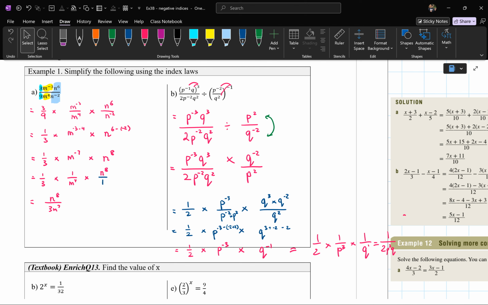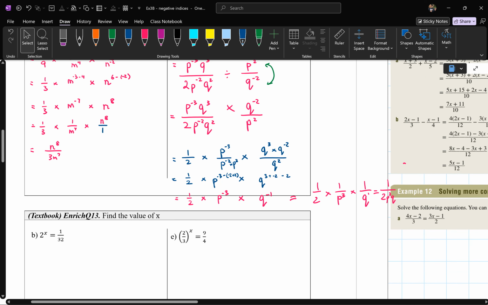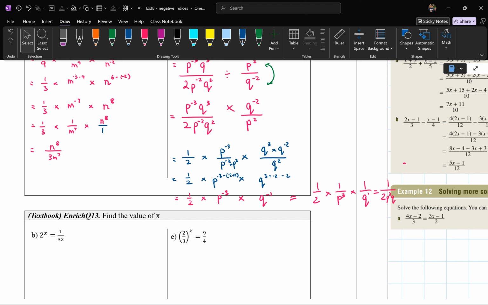Now, the next 2 questions, enrichment. If you watch my previous video, you probably have an idea of how to solve this one. I haven't taught you the inverse of exponentials. It's called logarithms, which we will learn in this chapter. But that means to solve these problems, you can only do it by comparison.